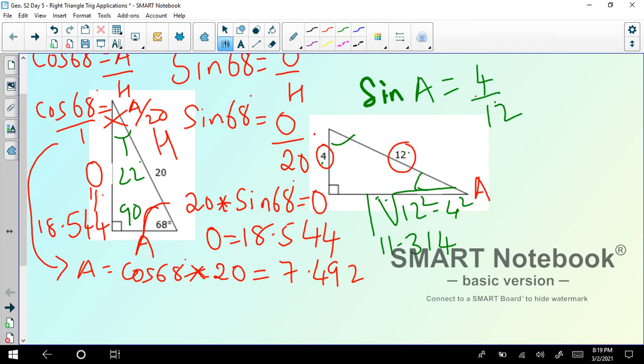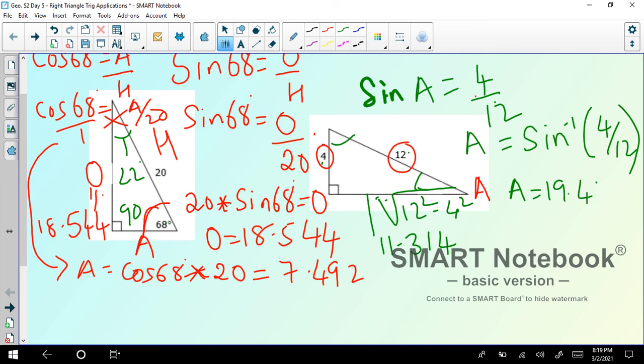Whenever we have this kind of equation, we can use inverse trigonometric function and find A, which is going to be sine inverse of 4 over 12. Input that in calculator. Sine inverse of 4 divided by 12 in parenthesis will give us 19.471 degrees. So angle A equals 19.471 degrees.